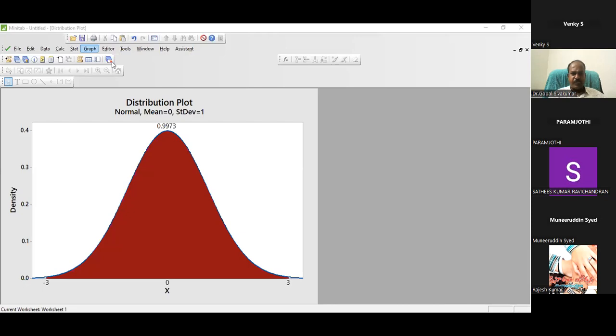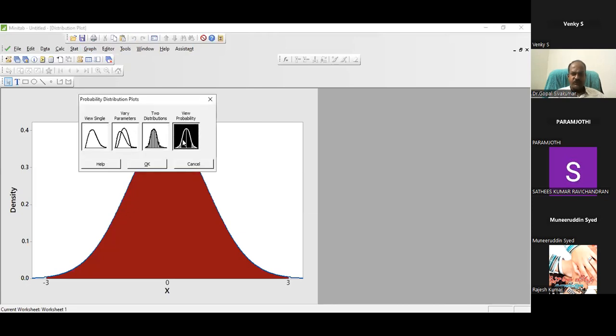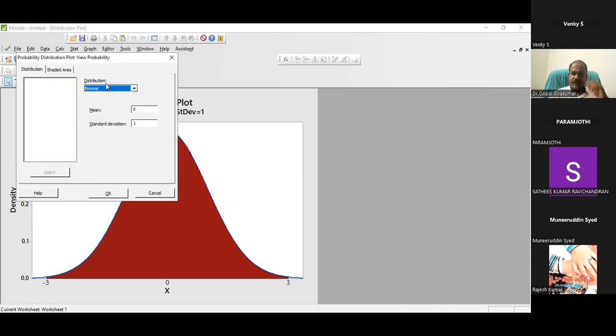So graph, probability distribution plot. I should choose view probability. See now, what is your mean? 80. Standard deviation 2. Please, all of you understand, a real-time problem will always have a mean value and a standard deviation. This is how your students have performed, right?